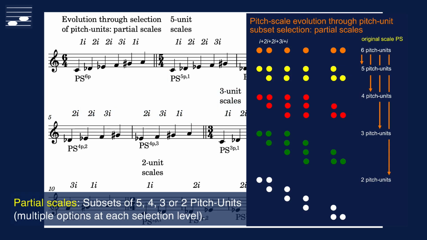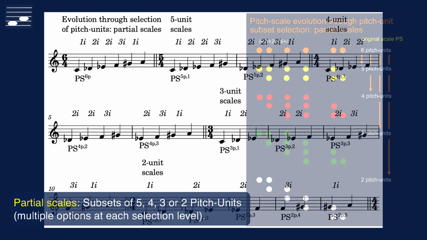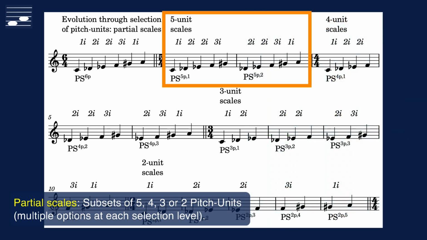As the diagram shows, we eliminate increasing numbers of neighboring pitches from the original scale. The number of partial scales increases from 2 to 5 as we move from subset selection of 5 to 2 pitches. In staff notation, here we see the 2 partial scales with 5 pitch units.